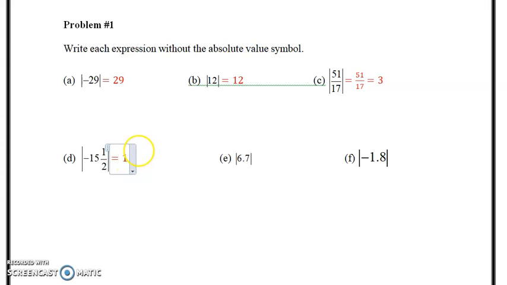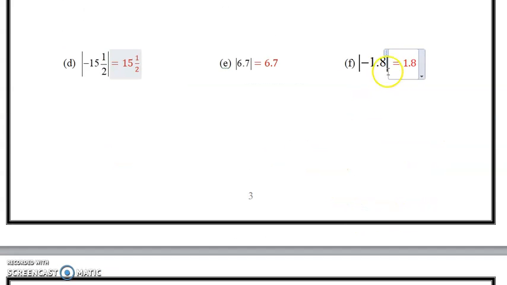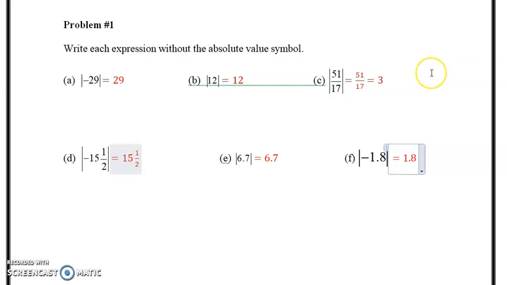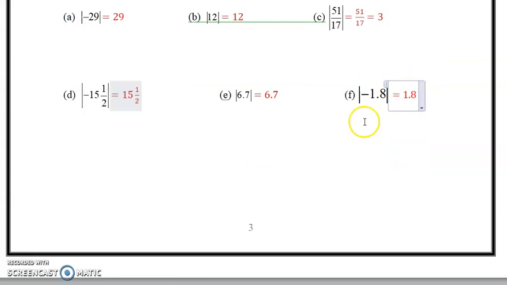Next we have negative 15 and 1/2. Decimals, same thing. 6.7, and negative 1.8 would be 1.8. Okay? So decimals, same idea as fractions.